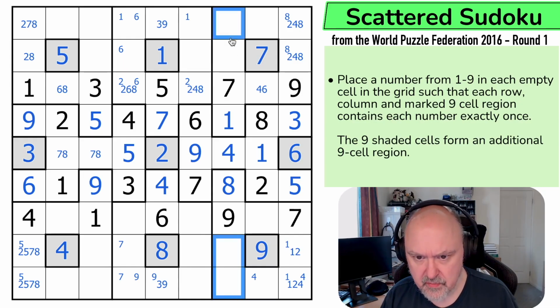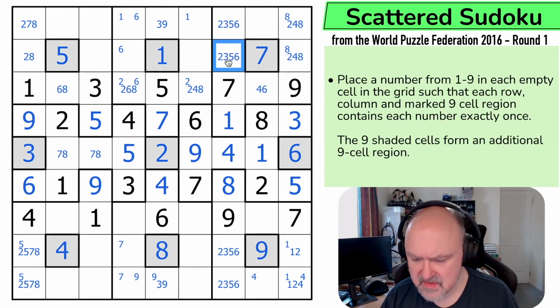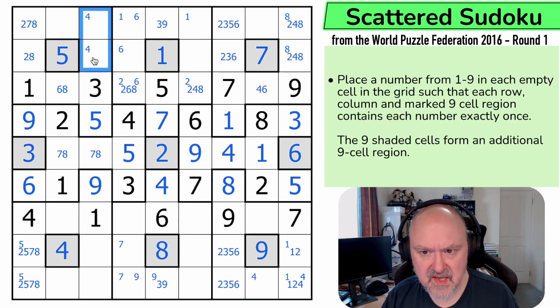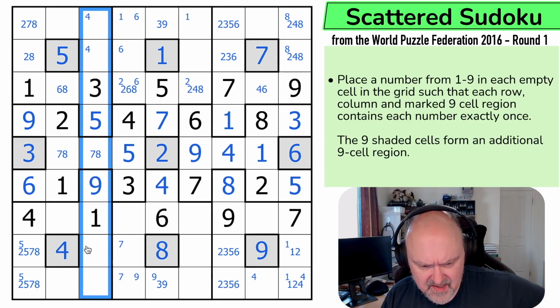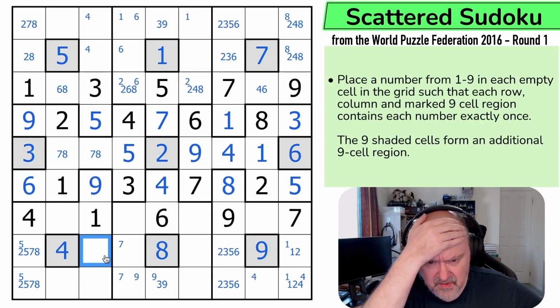What's this quadruple? 1, 2, 3, 5, 6. No, there's no 5 there. This is not helping me. Four in this column has to be up here. There's a 6 in this column, but I can't see where it is. Okay, I'm lost. I'm completely lost.